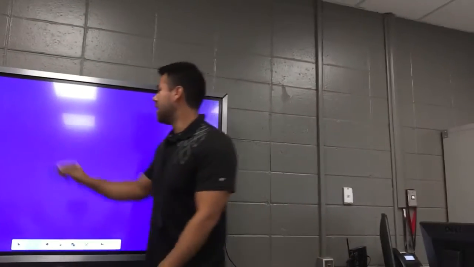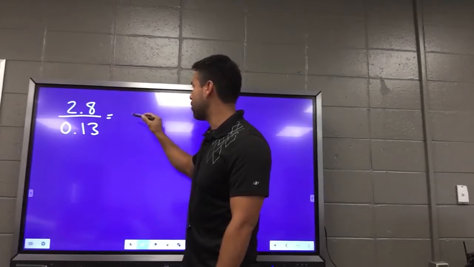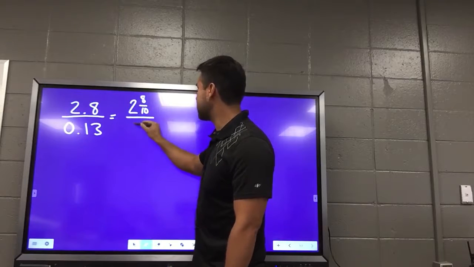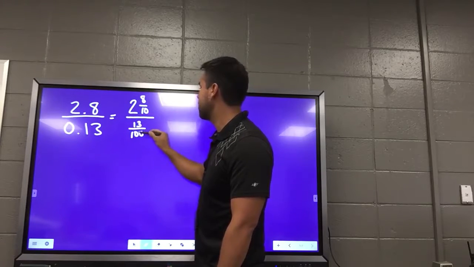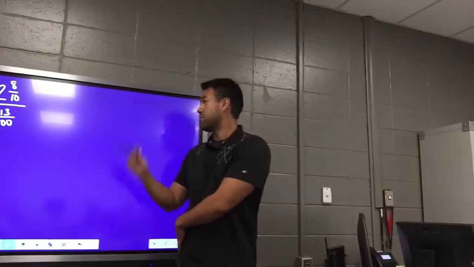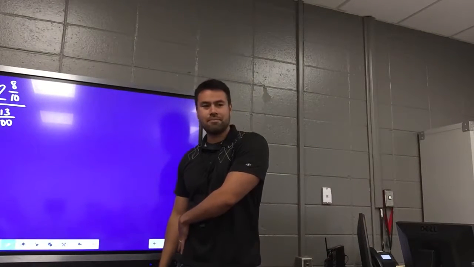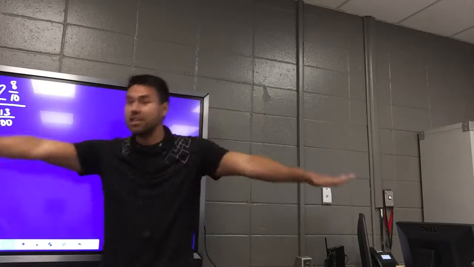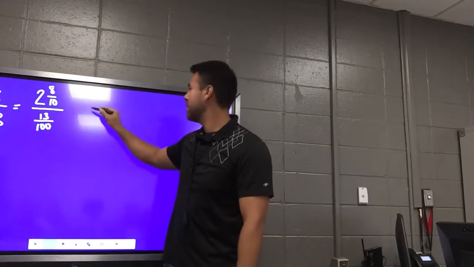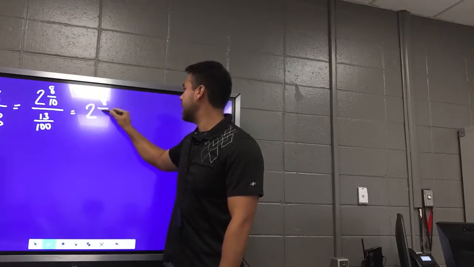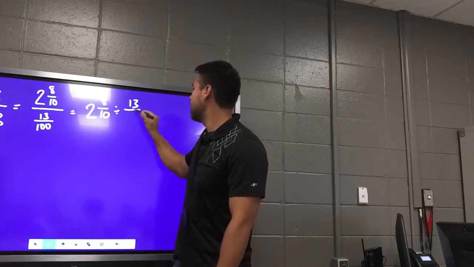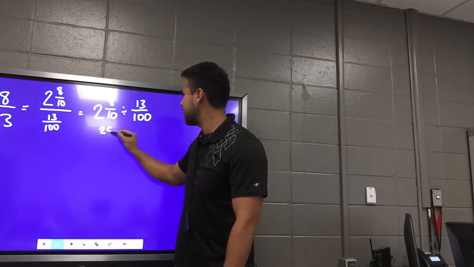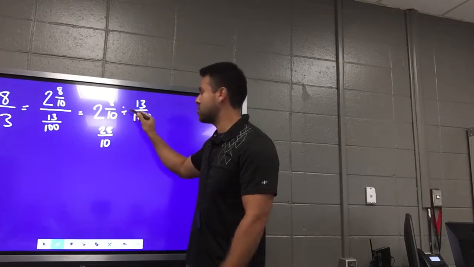Okay, ready? I'm going to rewrite it and you tell me if I'm right or wrong. Can I write this as 2 8/10? And can I write this as 13 hundredths? That's not an integer yet. You're right. But can you write this now as a division problem without changing the value? Isn't it 2 8/10 divided by 13 hundredths? And if that's the case, you can rewrite this as 28/10. Remember same, change, flip?